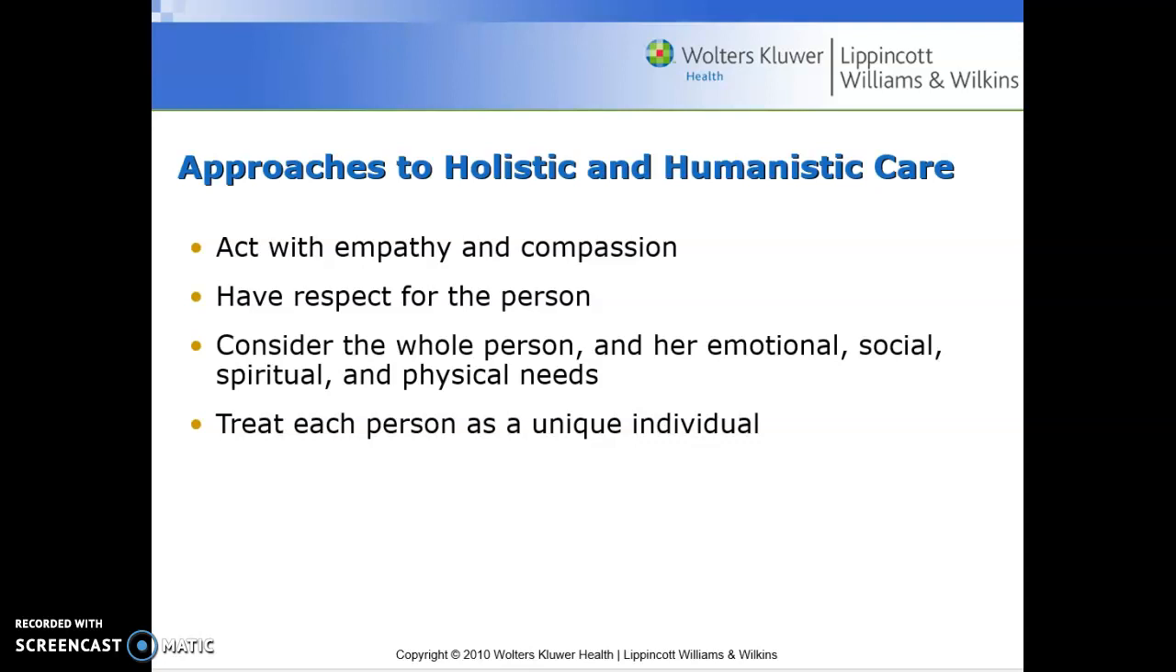An example of humanistic care would include monitoring visits to allow the patient adequate rest. That is an example of humanistic care.